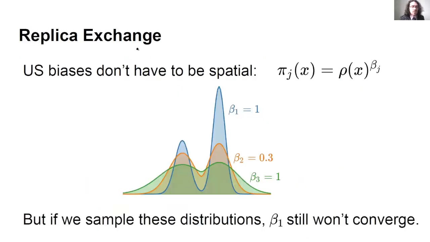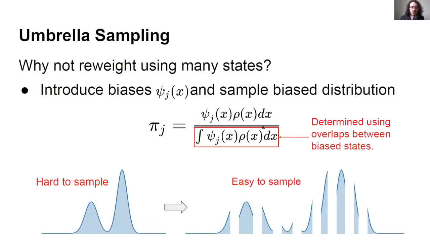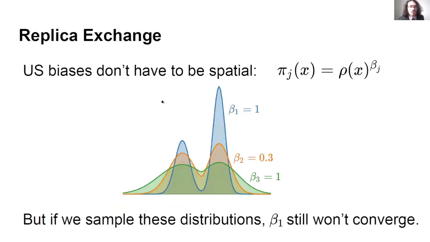So another approach is replica exchange. The idea behind replica exchange is that on my last slide I did the spatial chunking, but nothing really required that these biases enforce spatial chunks. So one thing I could do is take powers of my original density, from some beta between 0 and 1. The effect is that it flattens out my probability distributions. You see that these are getting slowly more gentle.